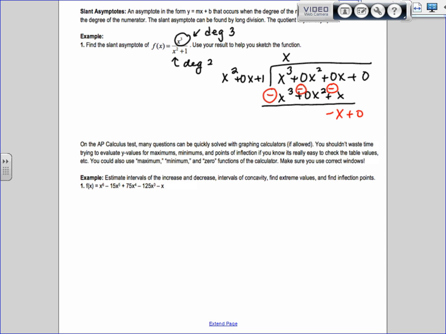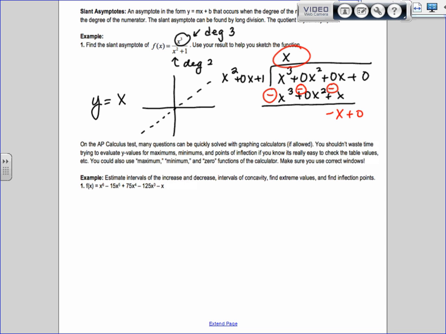I repeat the process. Can I repeat the process? No, I'm not going to say what do I multiply x squared by in order to get a negative x. I don't write negative 1 over x. I can do that. Okay, this is your quotient, x. We want our quotient to be in the form y equals mx plus b, so it's just y equals 1x plus 0, right? So y equals x is my slant asymptote. You don't do anything for the remainder. Nothing with the remainder. So that whopping 1 step that you were all very worried about with long division, it took us 1 step. All right, so that's our slant asymptote.